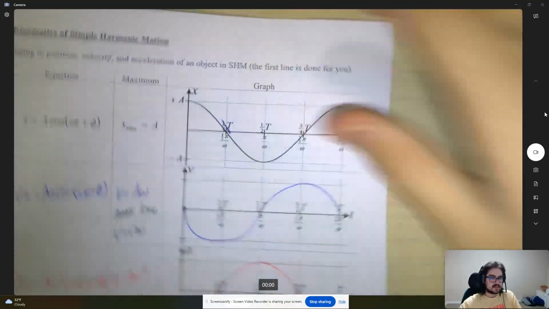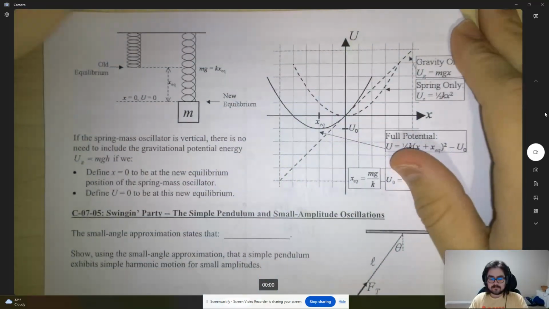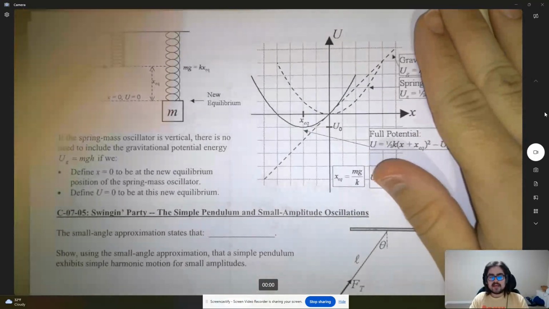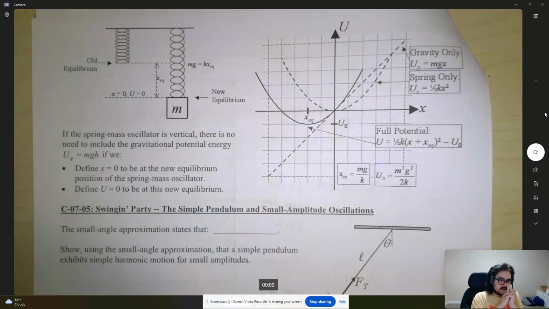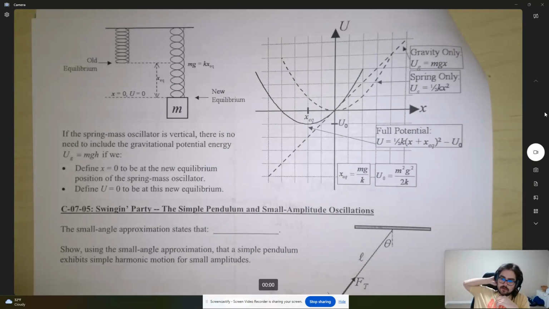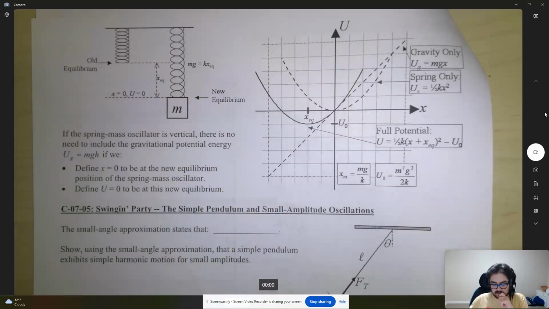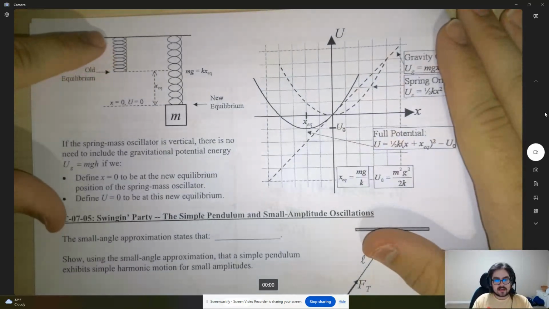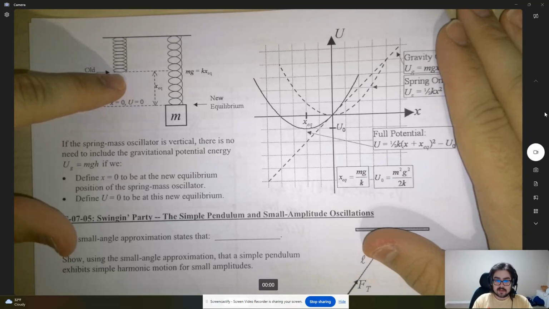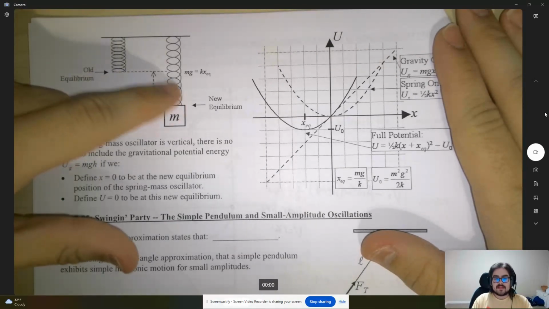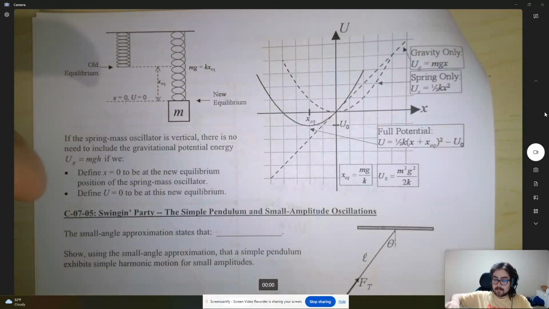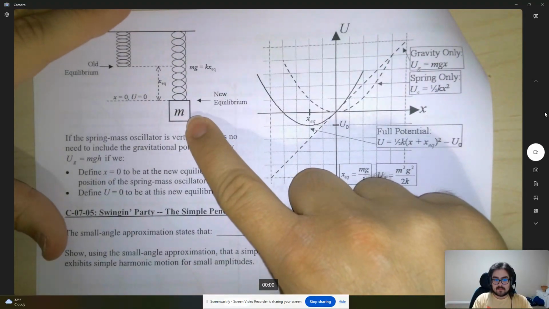On the back side of this page, there's a little blurb of text. Basically, you might have noticed that for the total energy, I did not include mgh. I did not include gravitational potential energy. The reason is that you don't need to if you meet certain conditions. So this is the spring just hanging on its own, and this is its original equilibrium. Now, when I put the mass onto it, of course, the spring is going to stretch to support the mass, and there's a new equilibrium that we've reached.